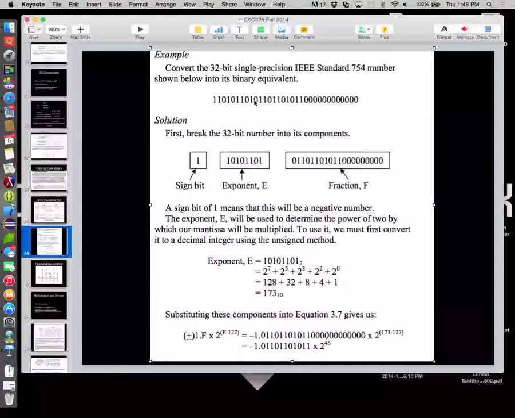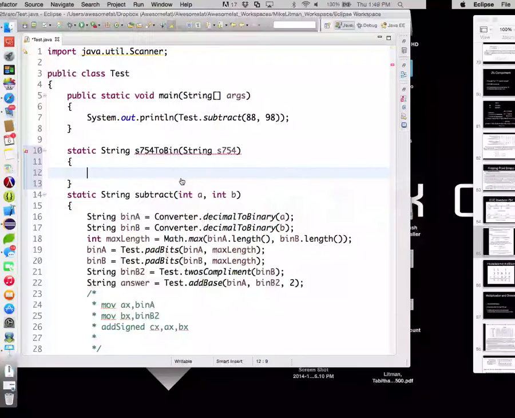Very first thing we're going to do is split it into its pieces, and display each of those pieces. We're going to assume that our method only works for single precision, just going off this example. Obviously, double precision is going to be the exact same thing, just with a bigger E and a bigger F. No difference other than that. Same math. The very first thing is we're going to get our sign bit.